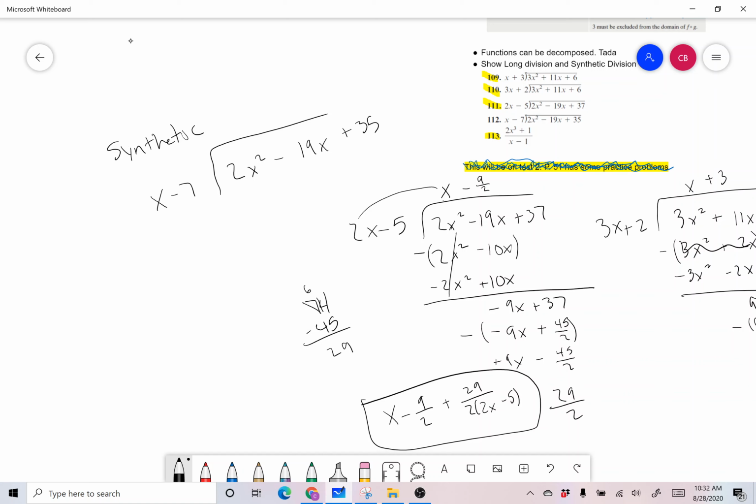So if you're given this, the first step to use synthetic division is you go x minus 7 is equal to 0. So you get x is equal to 7. So you write a 7 here, and then we draw an upside down division sign.